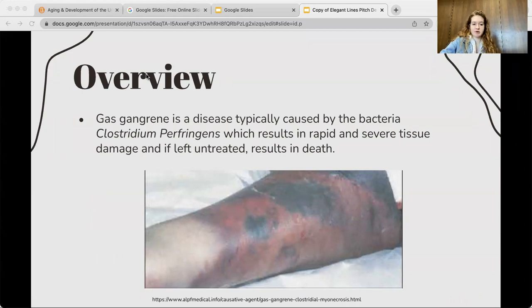So just a little disclaimer, gas gangrene can be really gory and graphic. I've left out most of those pictures, but if anyone's interested, you can totally Google it. It's super easy to find pictures of that.